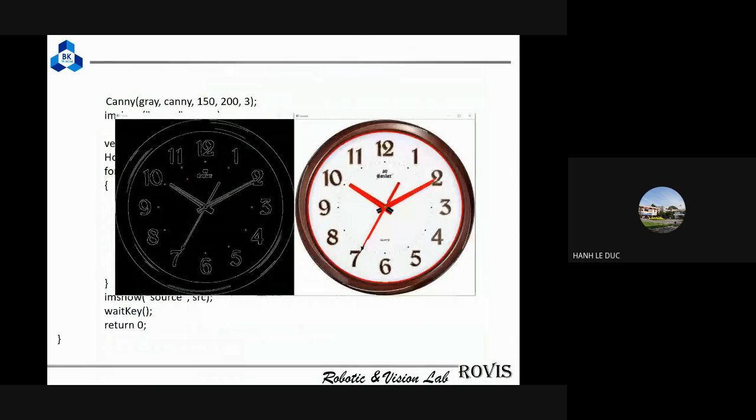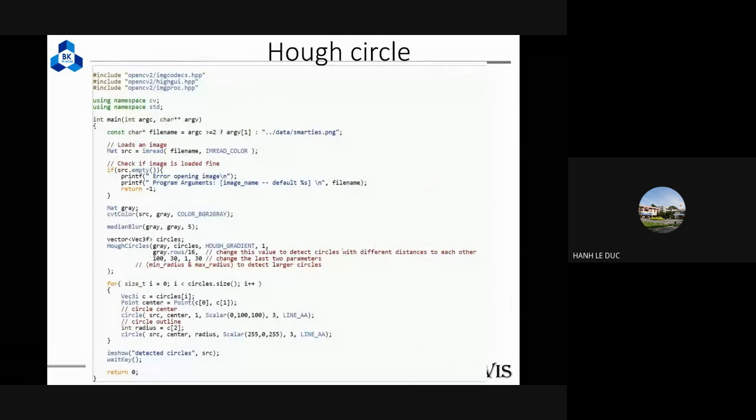And this one is this one. So why in this one can I not recognize the outer circle? Because here you can see that we can adjust the min radius and max radius to recognize. So this one is the Hough circle function. It's very flexible, so it's very strong, right? You can use it.